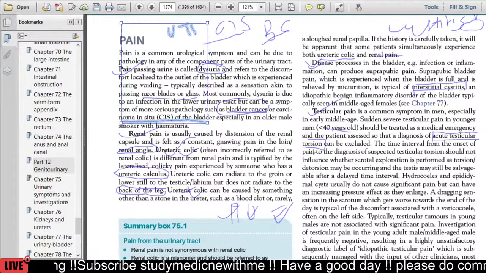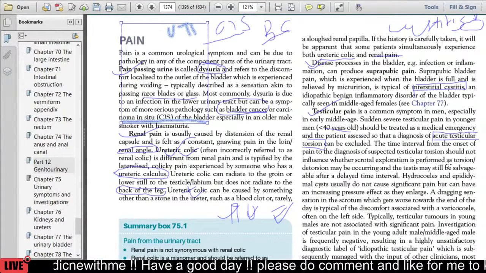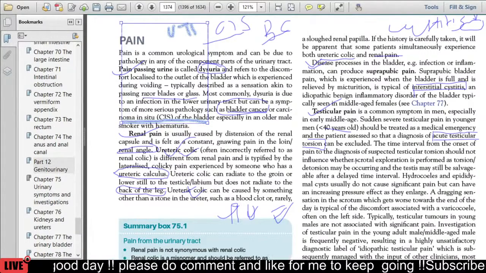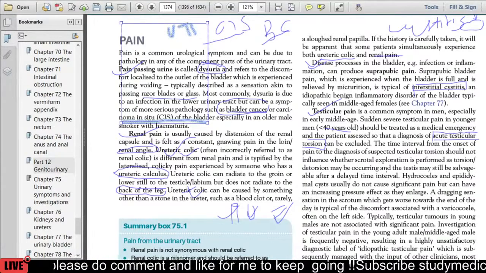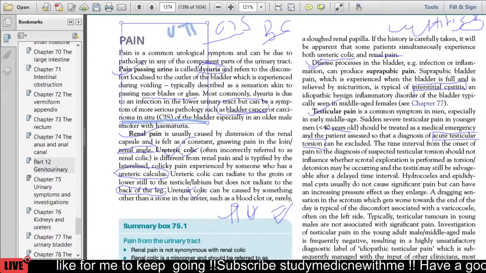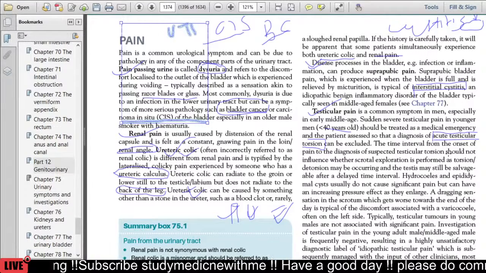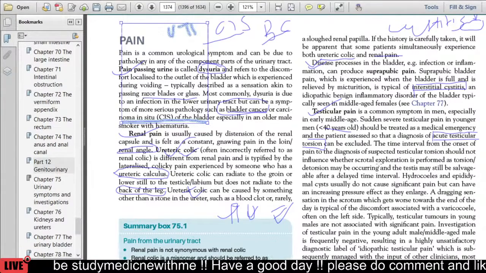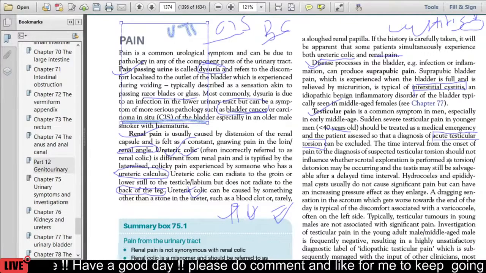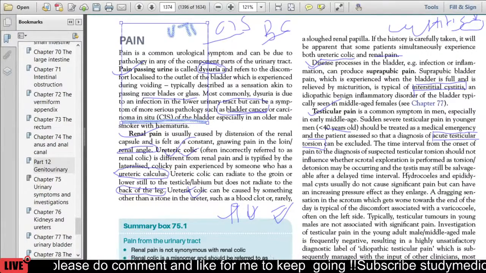The time interval from the onset of the pain to the diagnosis of suspected testicular torsion should not influence whether scrotal exploration is performed, as torsion/detorsion may be occurring and the testis may still be salvageable after a delayed time interval. I don't get this term.